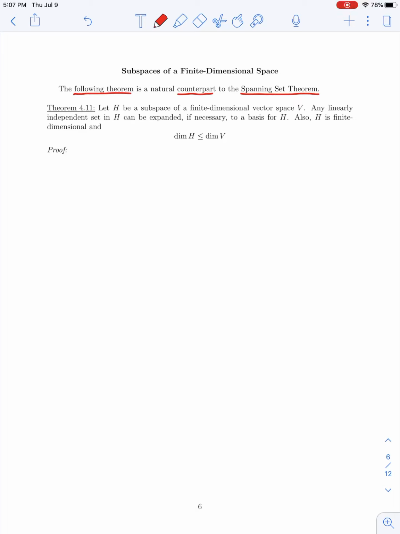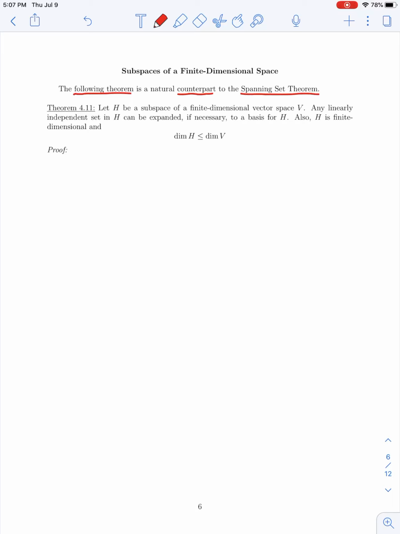So recall that the spanning set theorem said if we have a vector space or a subspace of a vector space, which is spanned by a finite number of vectors, and one of those vectors can be written as a linear combination of the others, then we can remove that vector from our spanning set, and the resulting set will still span our vector space or our subspace.